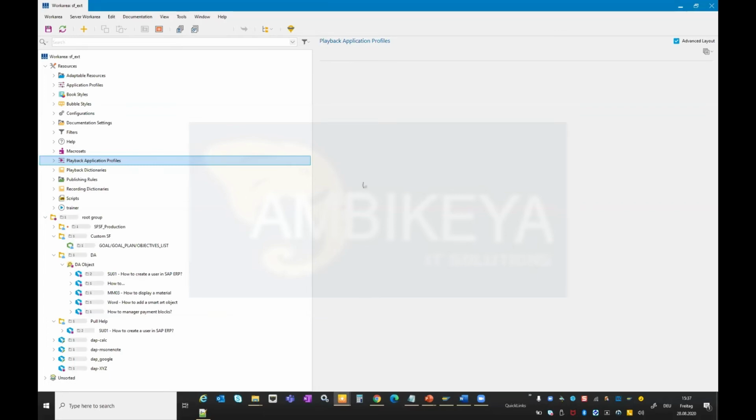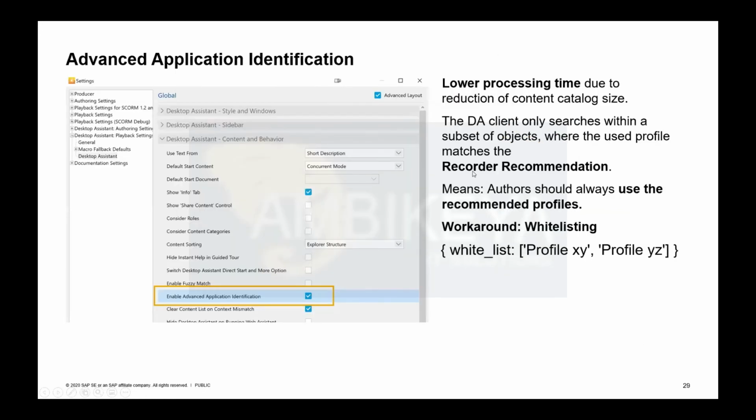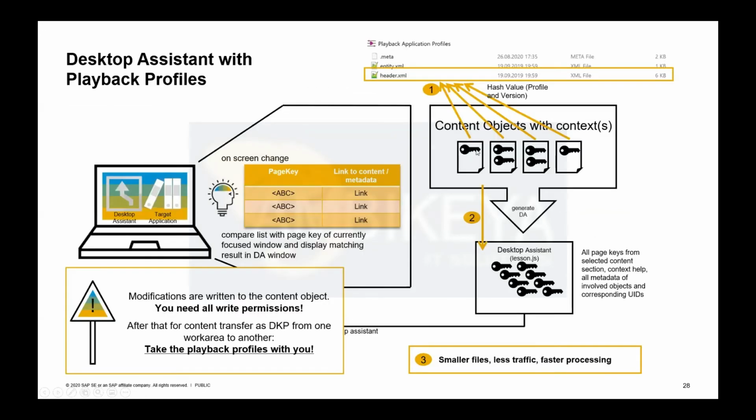However, this is what you do in the first run to generate all the playback application profiles you need. It will remove the headers from the single objects, replace the headers with the hashes of the playback profiles, and then point to the playback profile, which is obviously a change to the project. So this is the moment where you need, at least once, all the write permissions for the complete tree to run that properly.